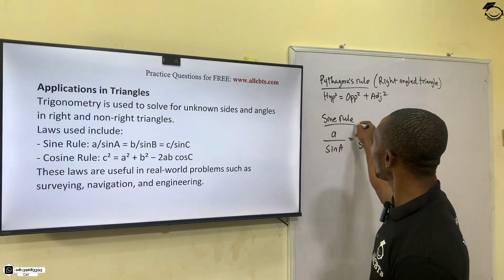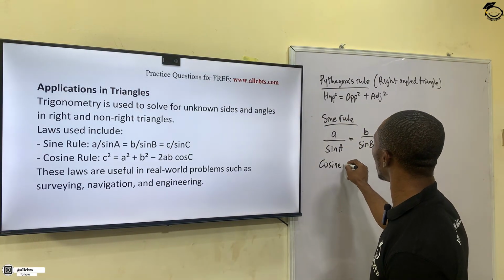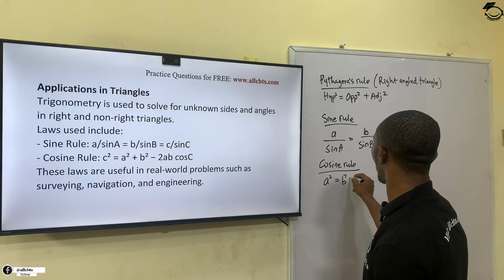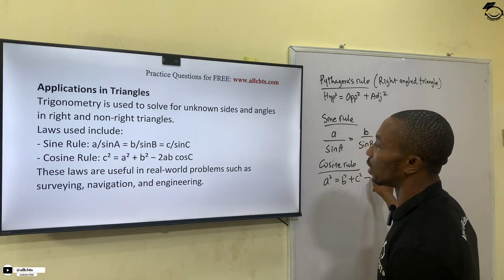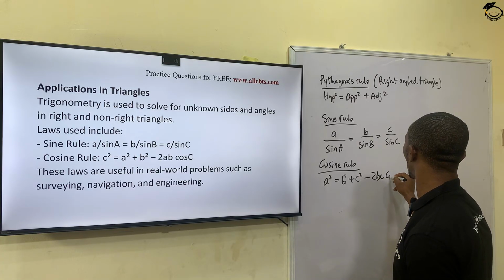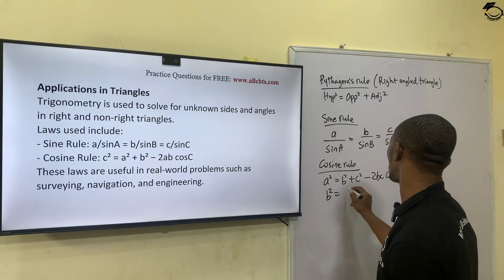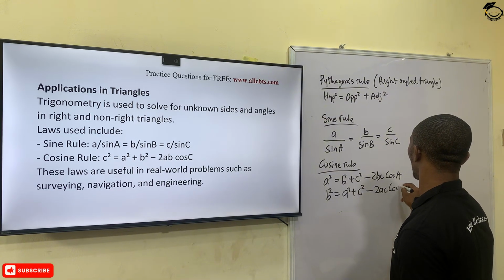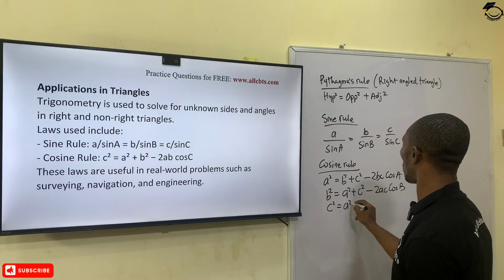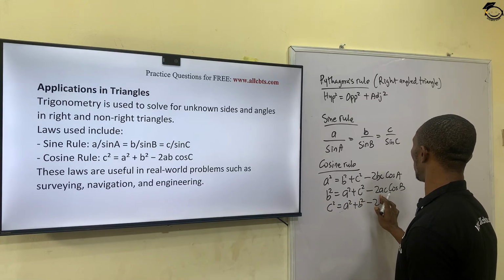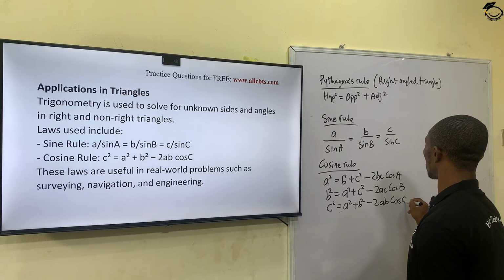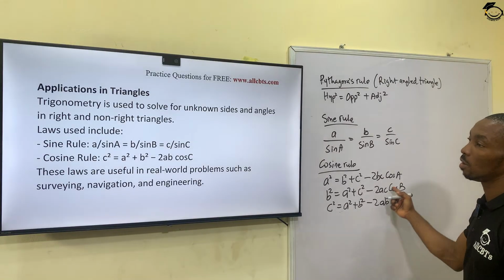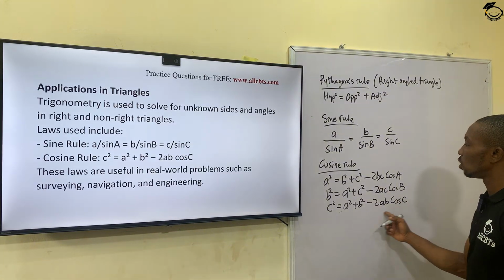Now then we have our cosine rule. This we have as A squared equals B squared plus C squared minus 2BC cos A, or B squared equals A squared plus C squared minus 2AC cos B, or C squared equals A squared plus B squared minus 2AB cos C. Now, depending on which side you're looking for, you can also find our cos A, cos B, and cos C using this.